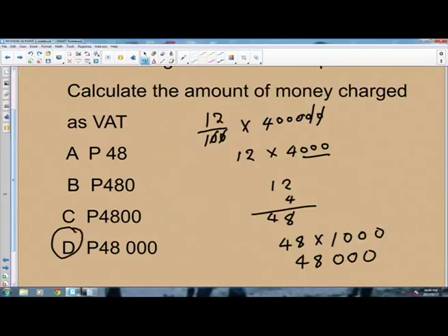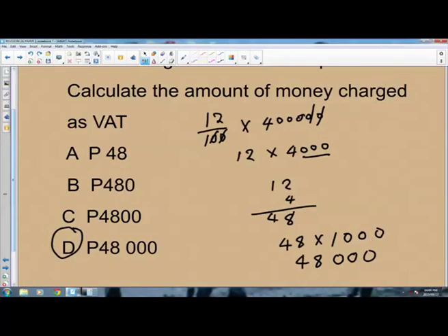This is how you work out questions involving VAT. And remember, when VAT is charged on something, this is just the percentage of VAT, which in this case is 12 divided by 100 times the 400,000. And we got the answer as 48,000 as VAT.